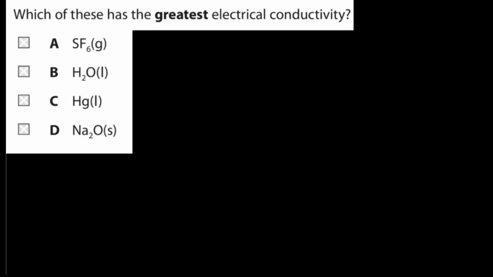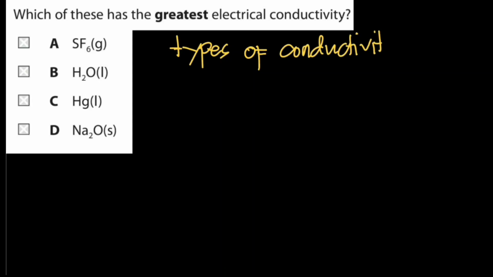Which of these has the greatest electrical conductivity? So how do we know whether an element or a compound is a great conductor of electricity? Now let's talk about the types of conductivity first. All right, so we have metals. Metals, of course, conduct strongly both in solid and liquid states.